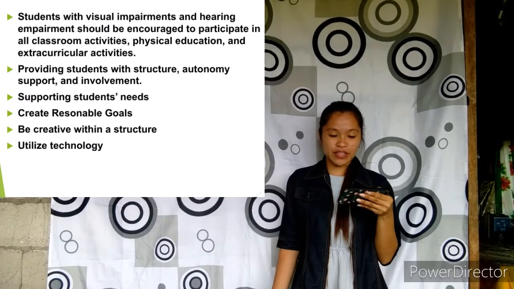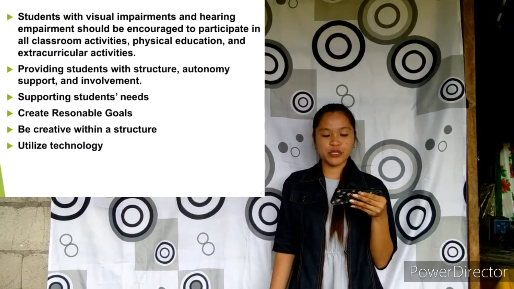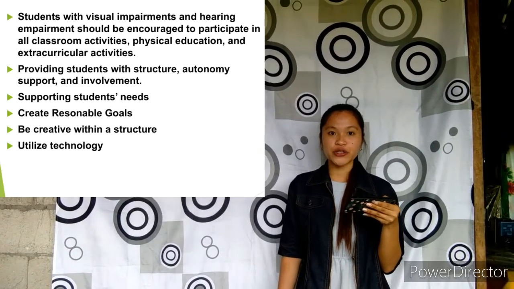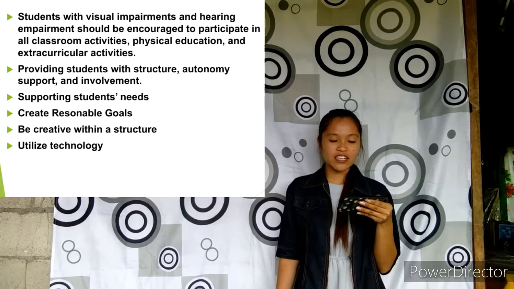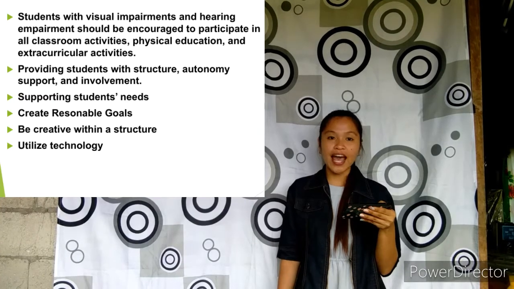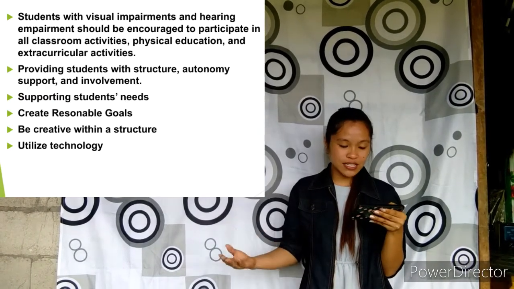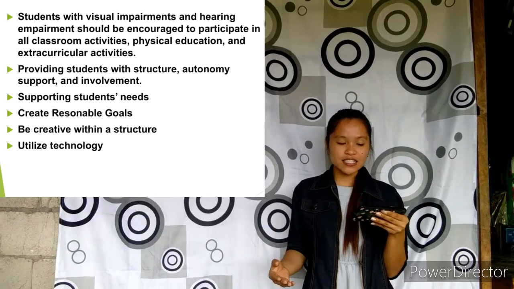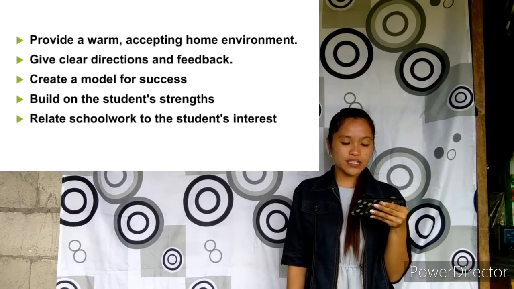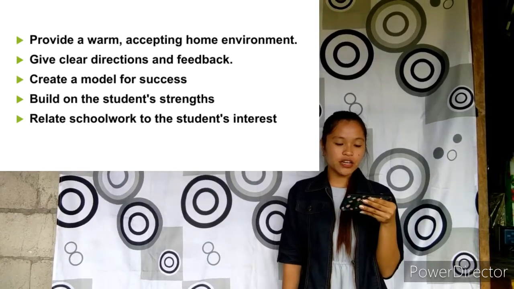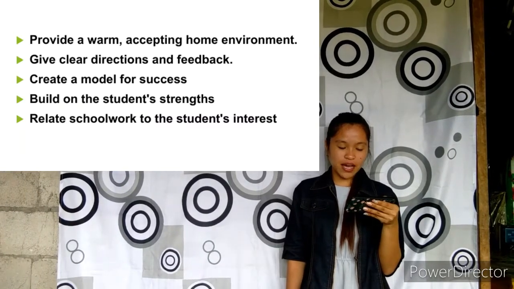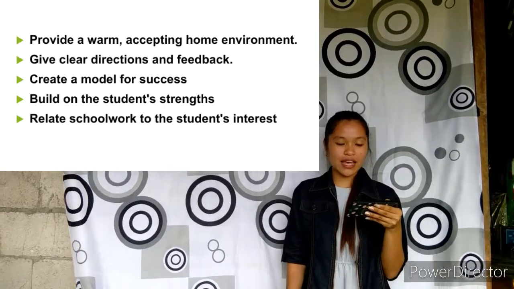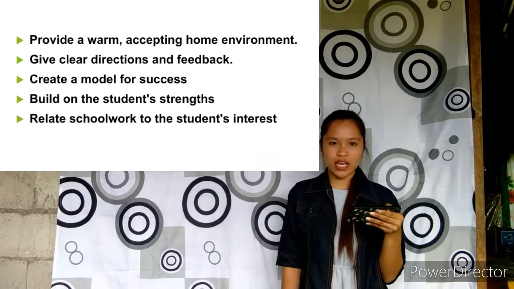Students with visual impairment and hearing impairment should be encouraged to participate in all classroom activities, physical education, and extracurricular activities, providing students with structured autonomy support and involvement, supporting student needs, create reasonable goals, be creative within a structure, utilize technology, provide a warm, accepting home environment, give clear direction and feedback, create a model for success, build on the student's strength, and lastly, relate schoolwork to student interest.